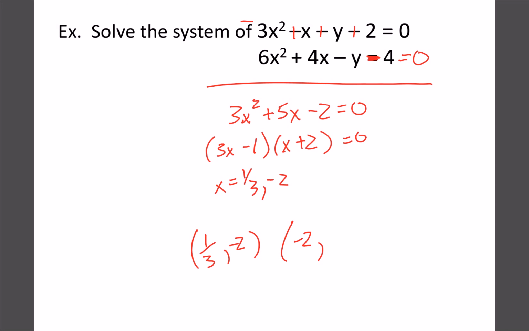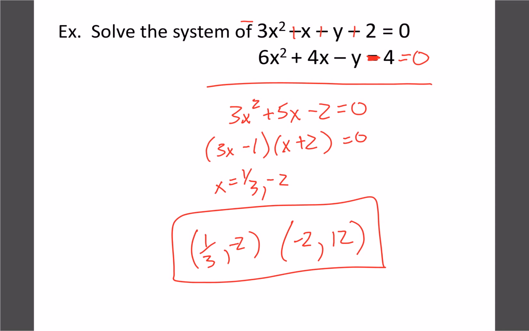And then our second one would be negative 2. And when we do that one, we get 4. So that's 12. Plus 2 would be 14. Minus 2 is 12. So negative 2, 12, I think was our second solution. And that's it. So elimination works well. Just make sure everything's lined up, cancel out your y's, and solve from there.